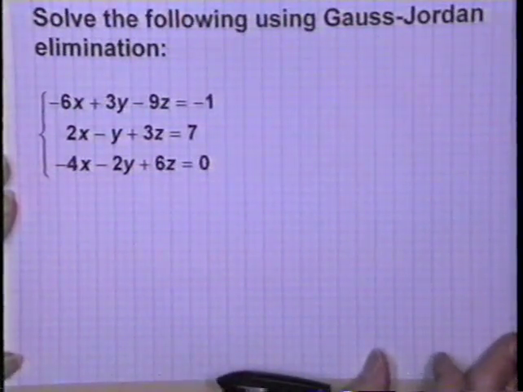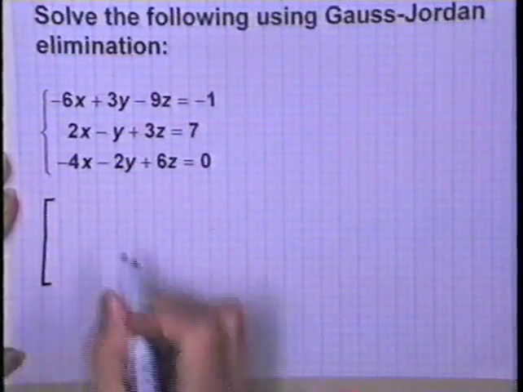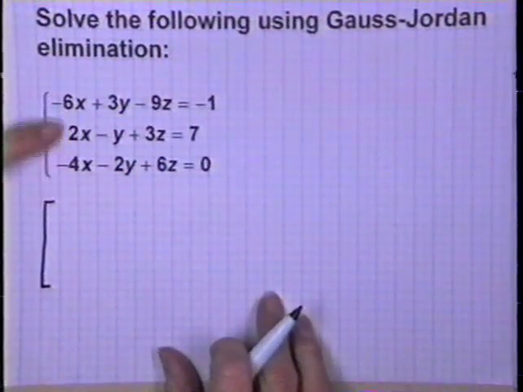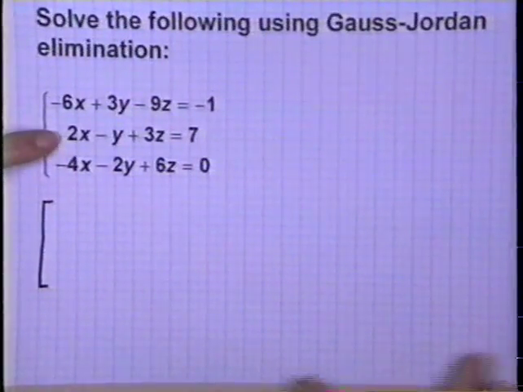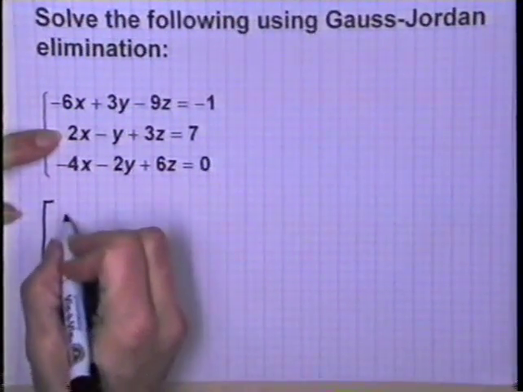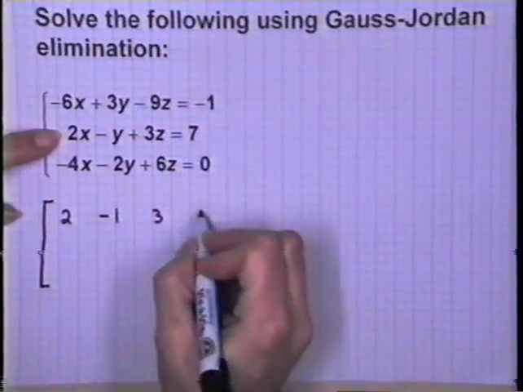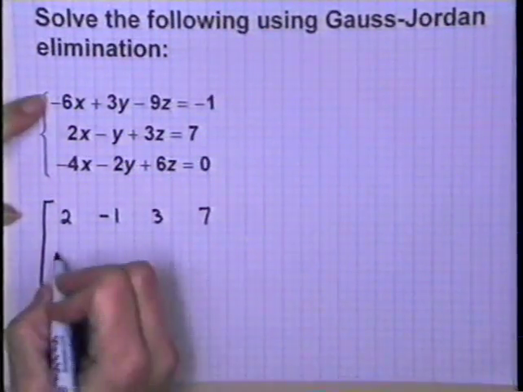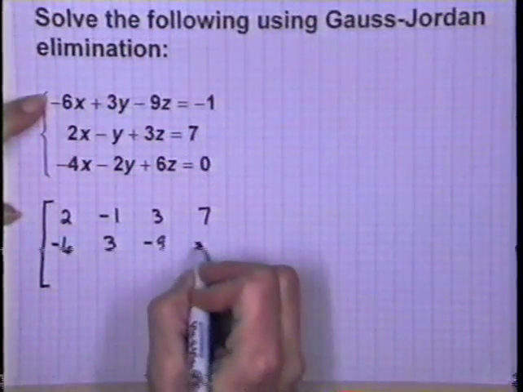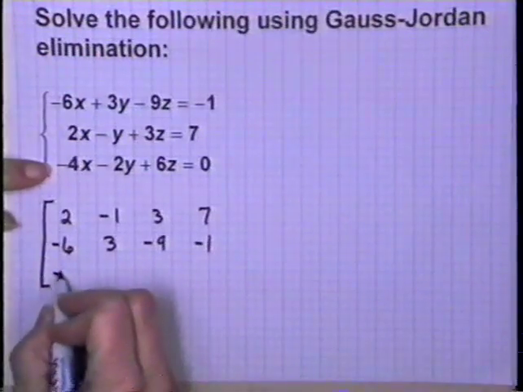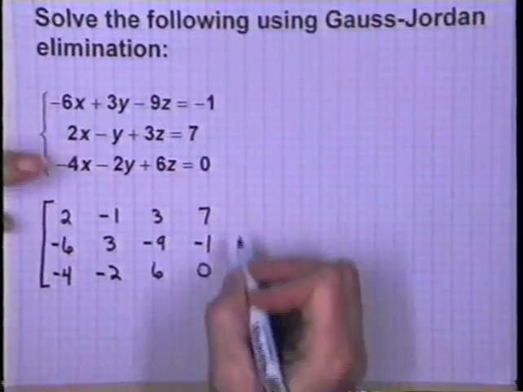What I'm going to do is to write the matrix, and I think since I don't have a 1 in front of any of these x values, I can put these in whatever order I want to. So I think I'm just going to go ahead and put this 2 first. 2x minus 1y, 3z equals 7, and then I'll list this negative 6, 3, negative 9, and negative 1, and then finally the negative 4, negative 2, 6, and 0.